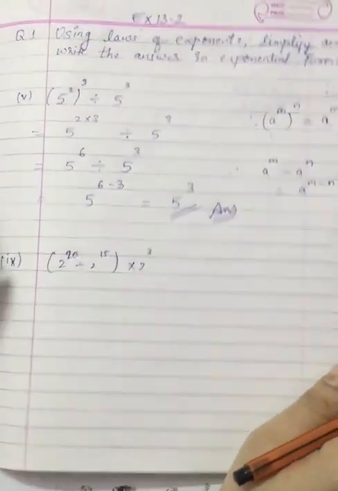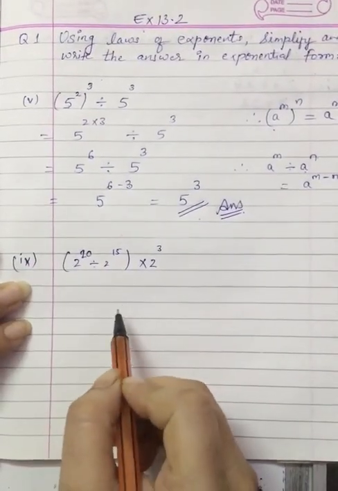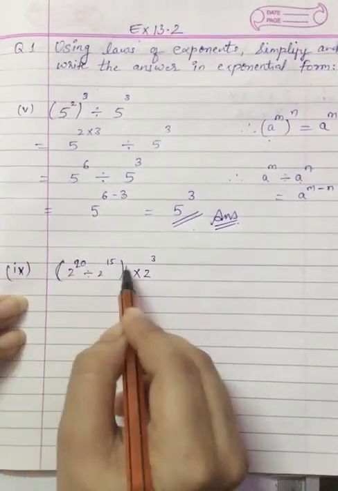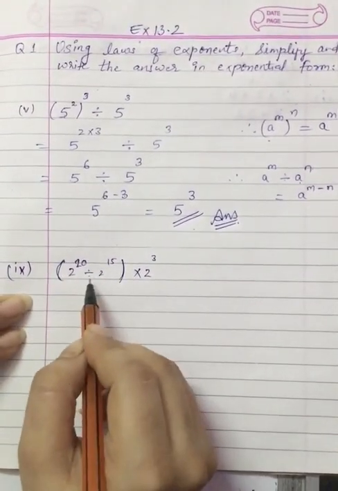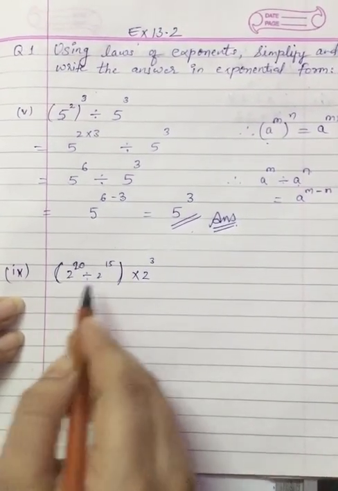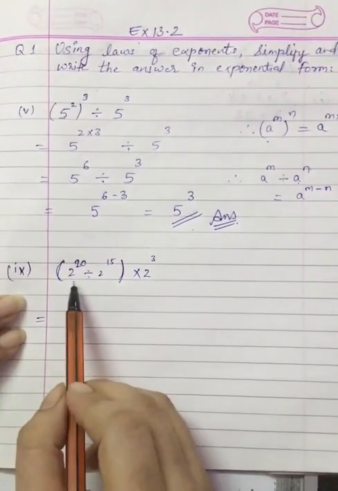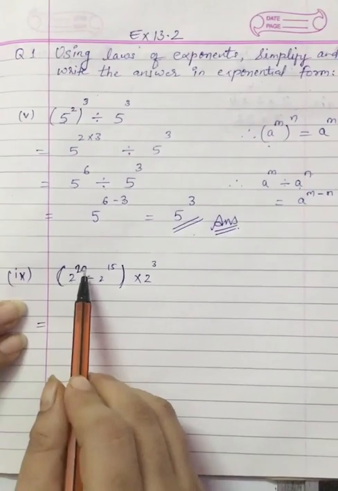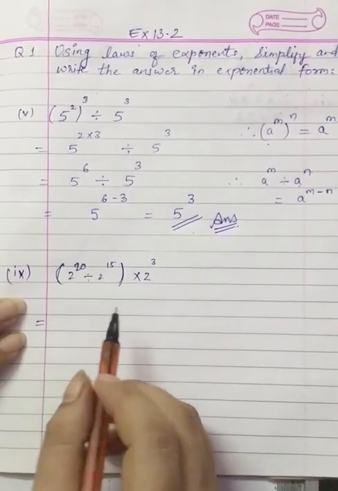Now see the next question. In this question again we will use laws of exponent. So first we will solve the bracket. Now in the bracket we can see that 2 to the power 20 divide 2 to the power 15. Again we can see that bases are same in division form and exponents are different.